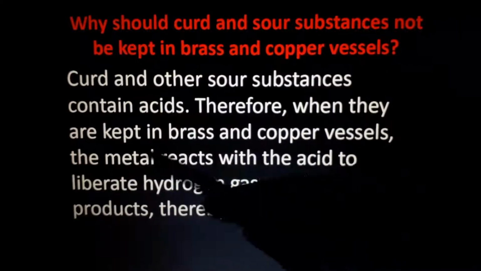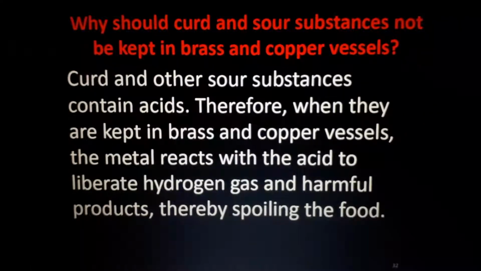Therefore, when they are kept in brass or copper vessels, the metal reacts with the acid to liberate hydrogen gas, okay, hydrogen gas and harmful products, spoiling the food. Not only spoiling the food, it is also not good to eat that one. Spoiled food means poisonous food. Okay, don't eat it. And don't store these types of food materials in these types of metals.